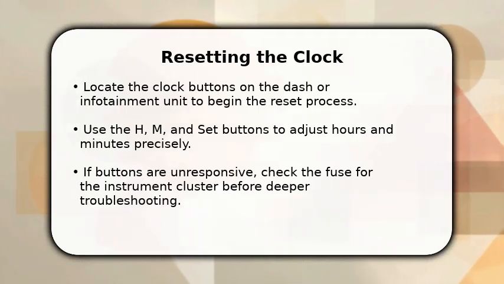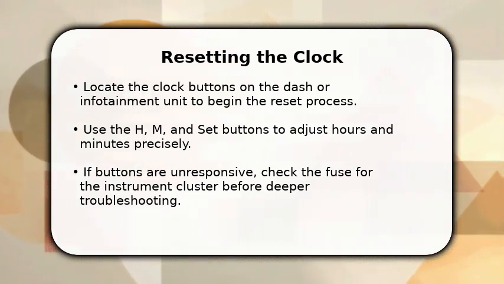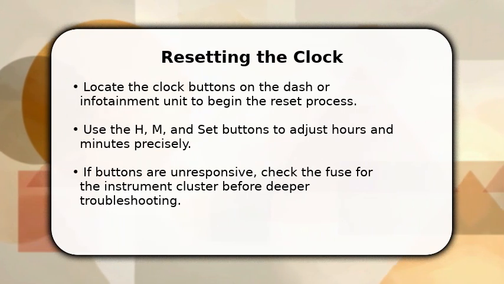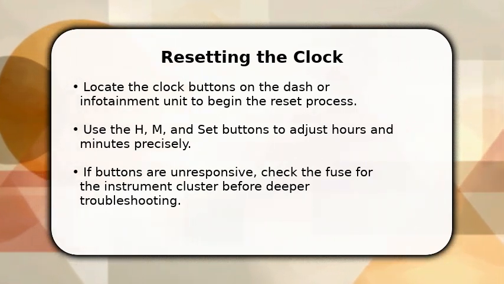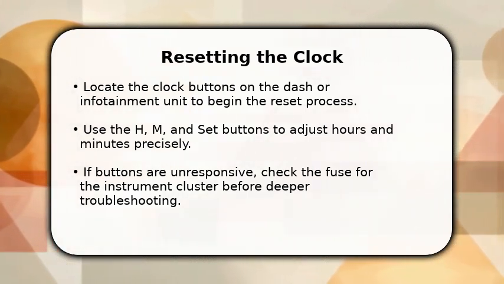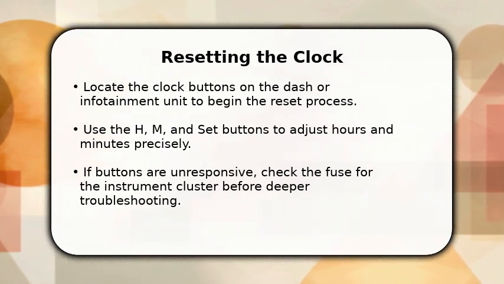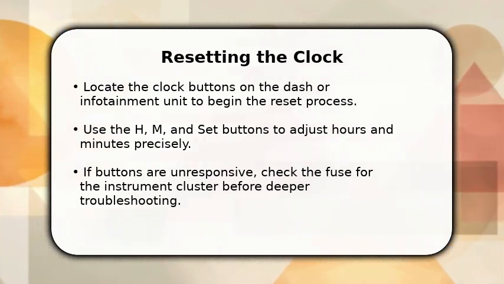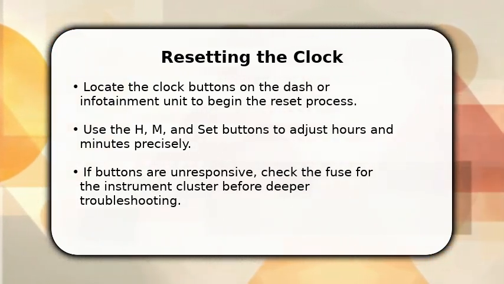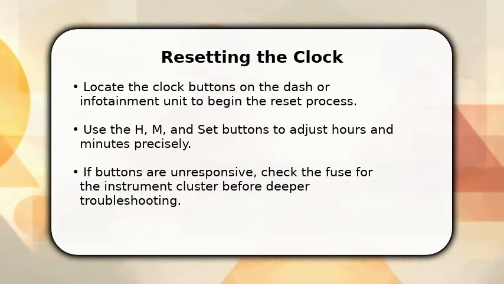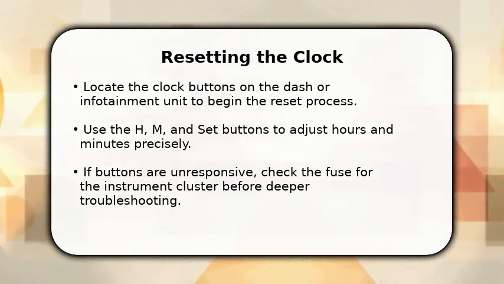In this video, I will show how to fix Honda Civic clock. Locate the clock buttons near the radio or on the dash and identify H, M, and set. Press and hold set until the display flashes, then use H and M to change hours and minutes. If the clock resets incorrectly after driving, inspect the battery and fuse and consider a full memory reset following your owner's manual.